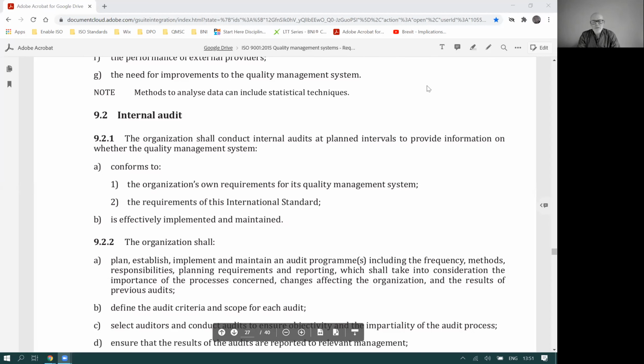This time we're looking at clause 9.2, internal audit, and it's for ISO 9001 quality management. So this clause is broken into two subclauses. Let's look at them in turn.